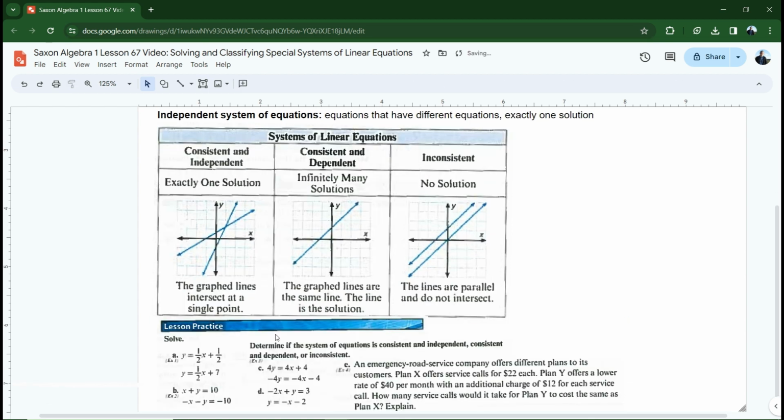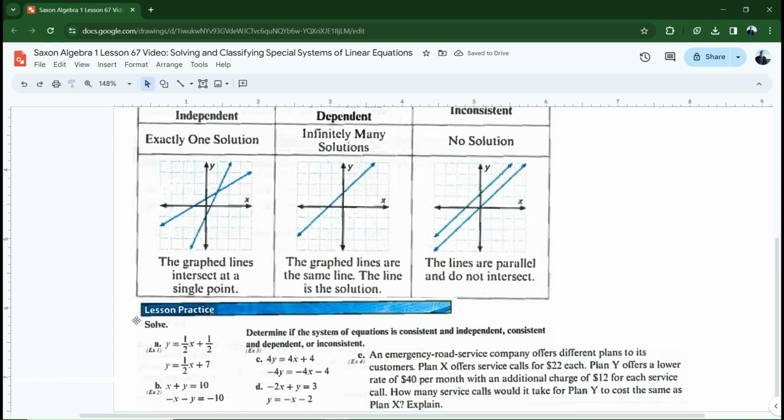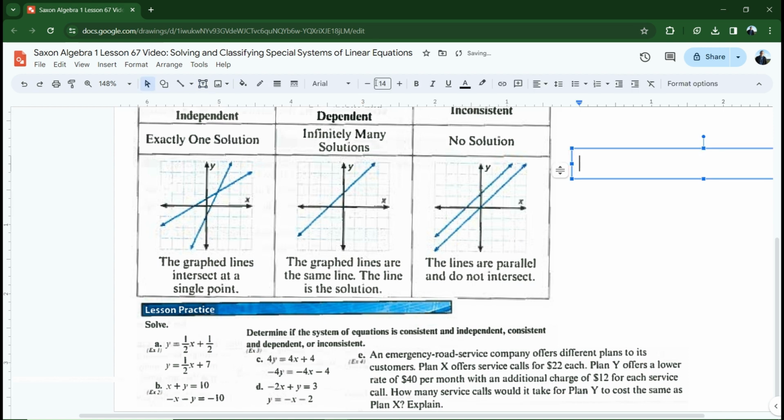All right, let's work some practice problems. We need to solve letters A and B. So let's start with letter A. We're going to solve this through substitution. If I know that y equals this and y equals this, I can set these equal to each other, because y equals whatever this expression is, and y equals whatever this expression is. Because they're equal, I can just say 1/2 x plus 1/2 equals 1/2 x plus 7.